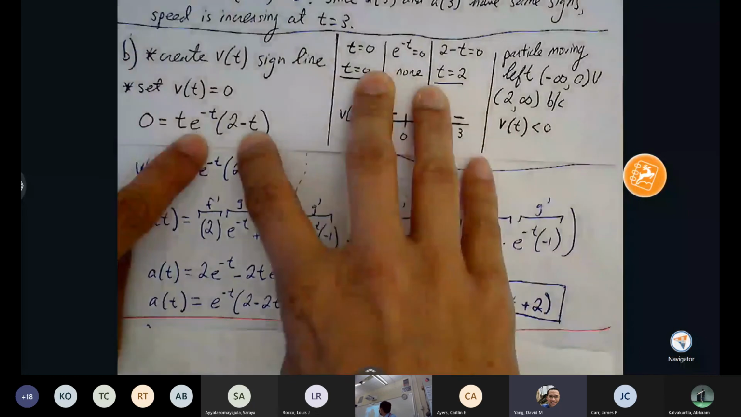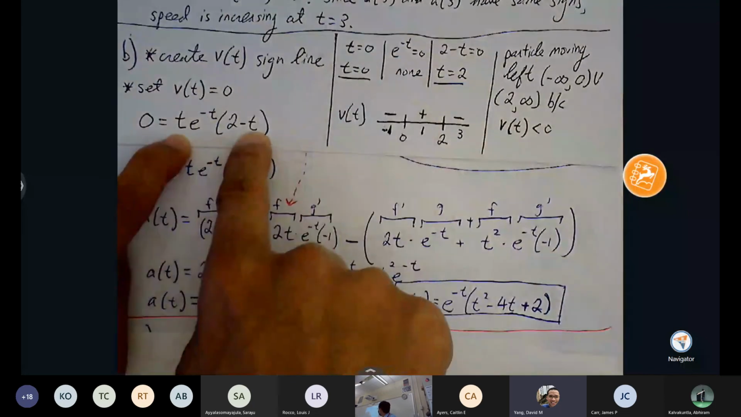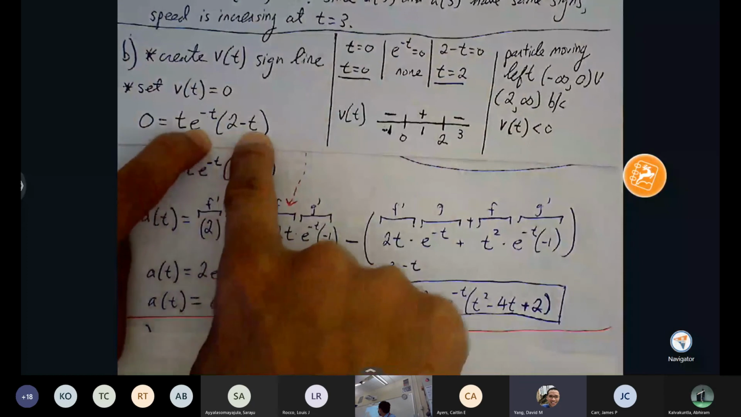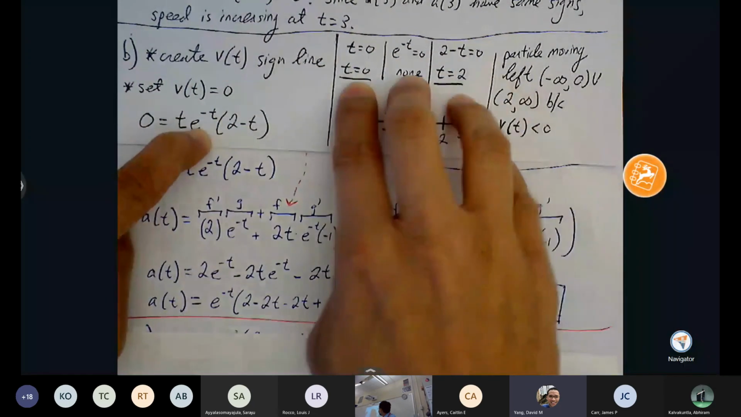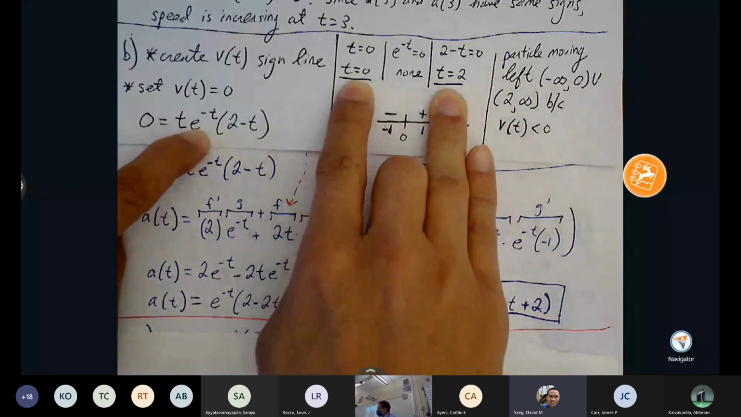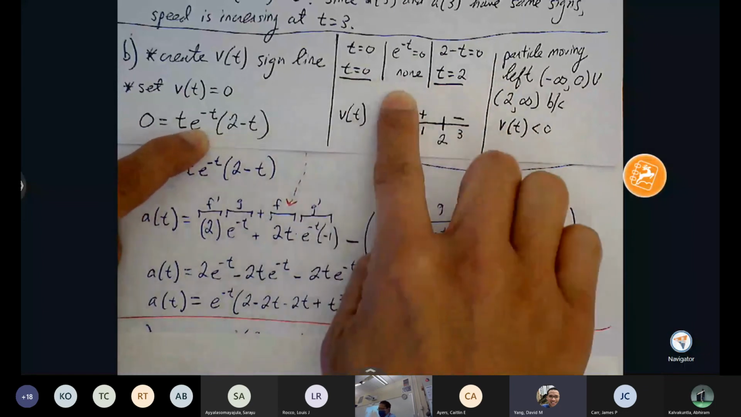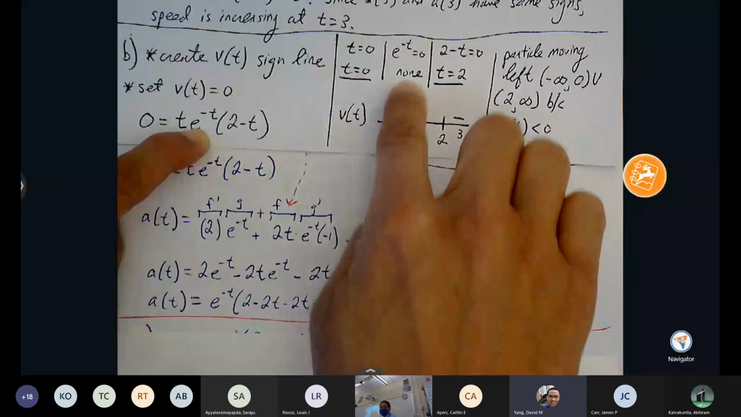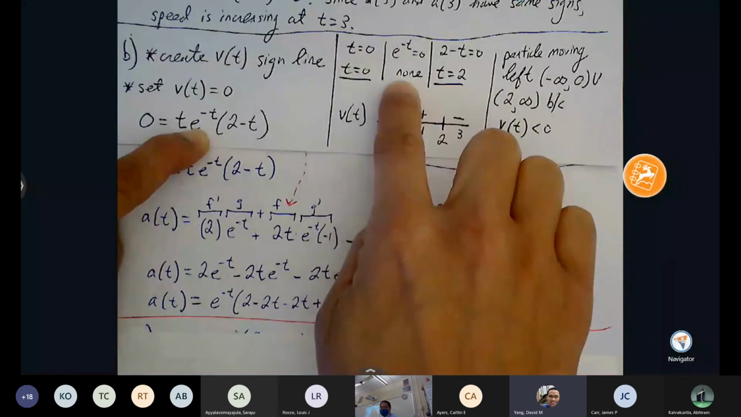Okay, so once I set my velocity equal to 0, the t is equal to 0, e to the negative t is equal to 0, 2 minus t is equal to 0. I'm only going to get critical point from t equals 0 and t equals 2. The e to the negative t, if I try to take natural log of both sides, I'm not going to get anything out of it, so there's no critical point there.